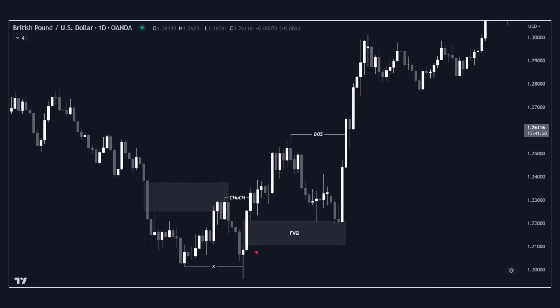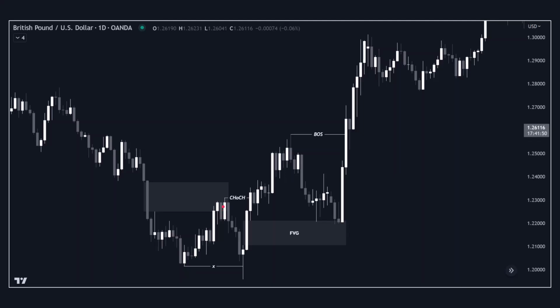Similarly, I gave you an example for a point of interest. It was an order block with a fair value gap. Now it's the same thing, but with the sweep. So we had this low right here. There was no order block or any other point of interest right here.